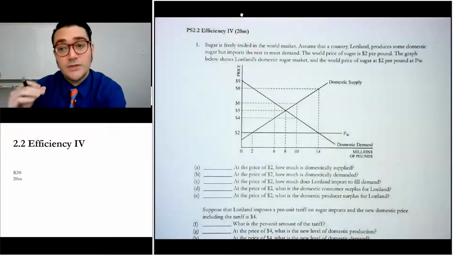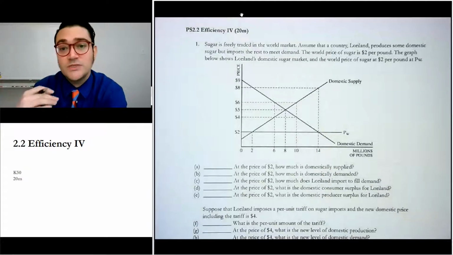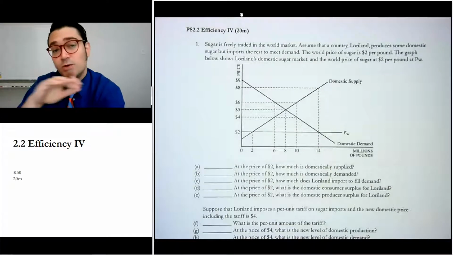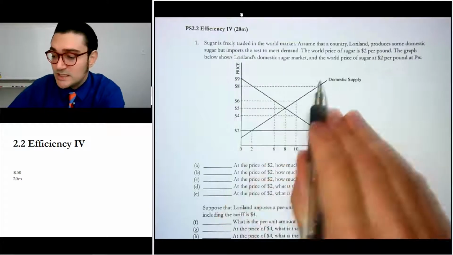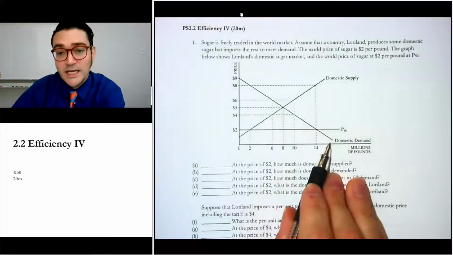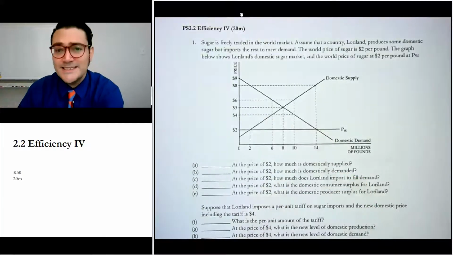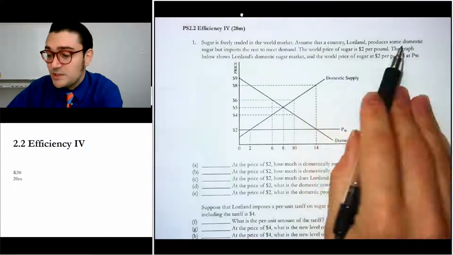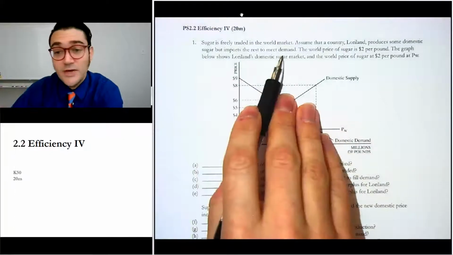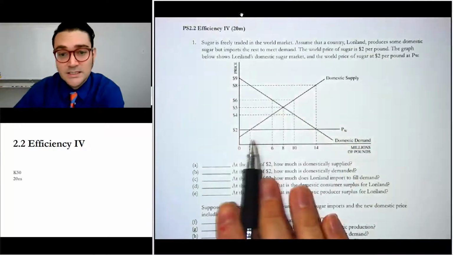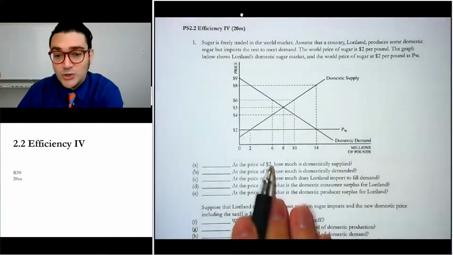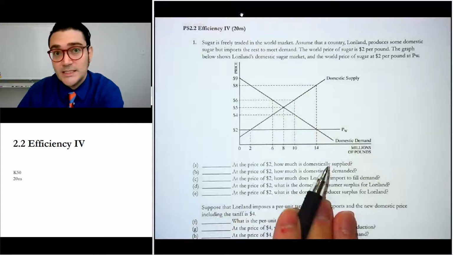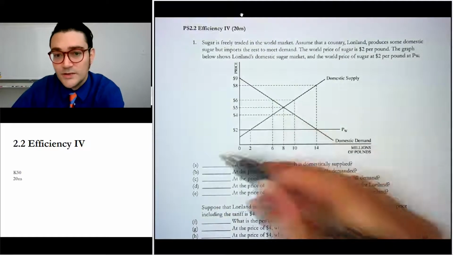The world price of sugar is $2 a pound, and the graph shows the domestic sugar market and the world price at $2. So we can see this world price is 2, domestic supply, and then domestic demand. Now, remember, it tells you right up here, they produce some domestically, but they import the rest. So anything that the world has, where it's $2, they're going to buy it from the world. So at the price of 2, how much is domestically supplied? So this is going to walk you through how to look at this problem.